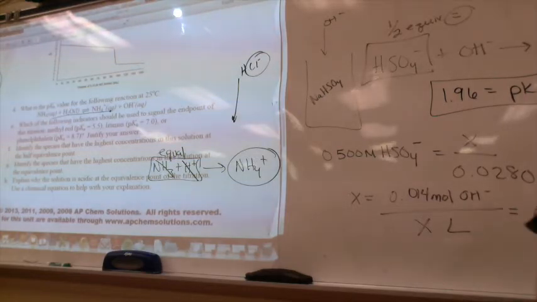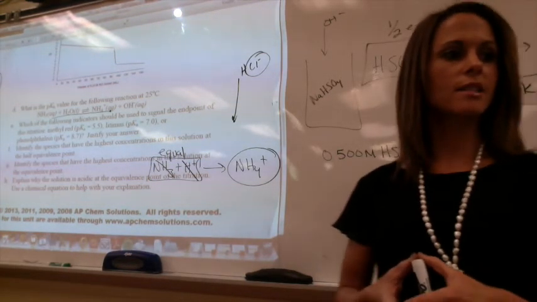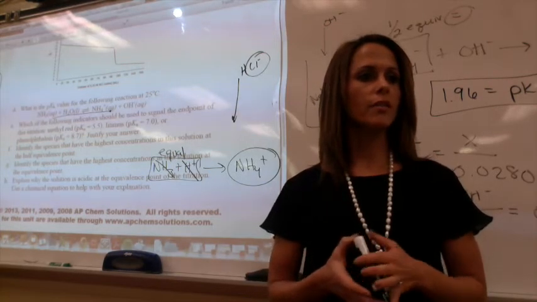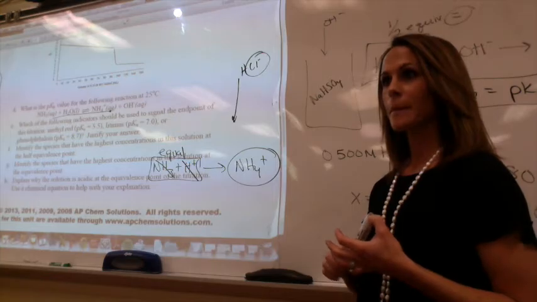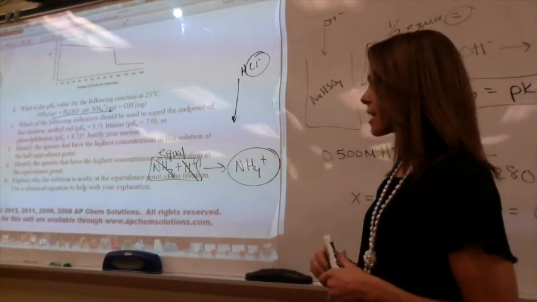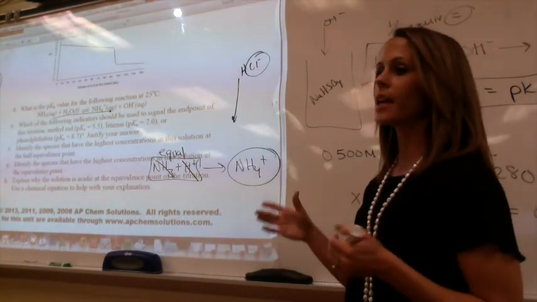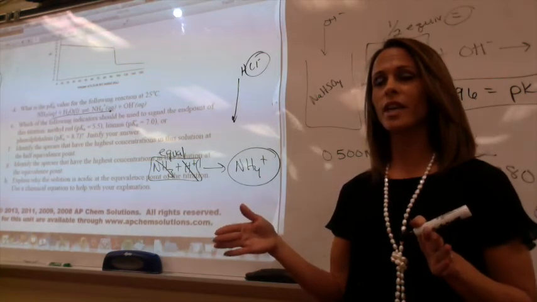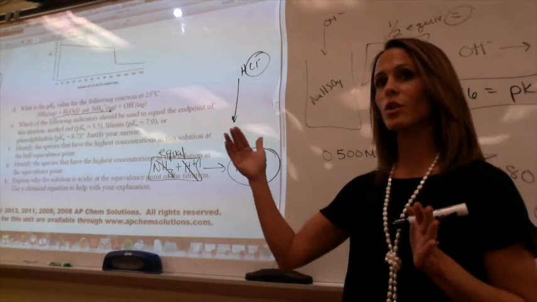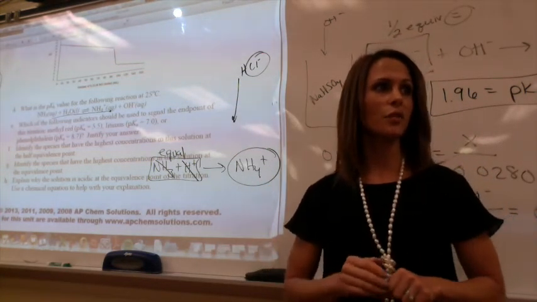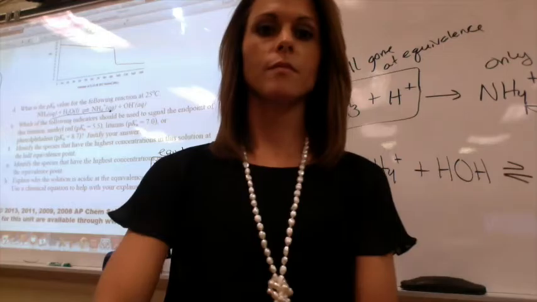Okay, and then the last part says, explain why the solution is acidic at the equivalence point of the titration using chemical equations to help with your answers. So go ahead and evaluate, and I put it on your sheet, a weak base titration with a strong acid. I explained that in that sheet for you, so you might want to take a look at that.